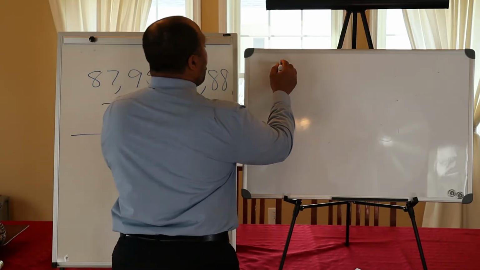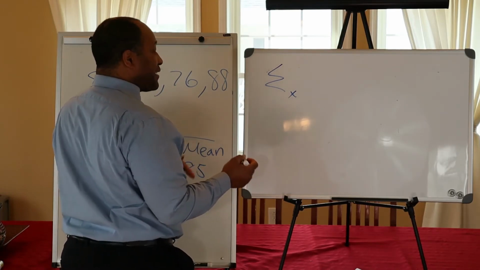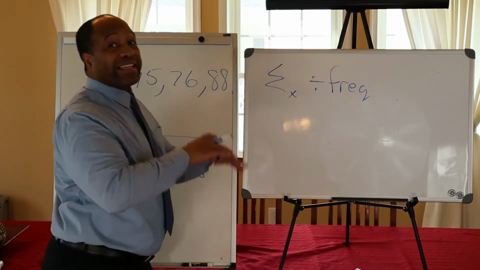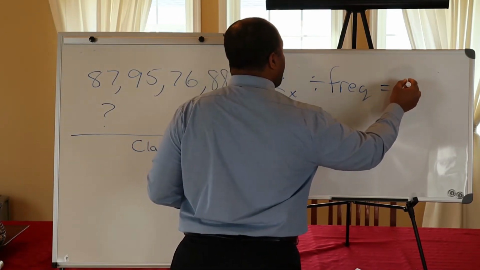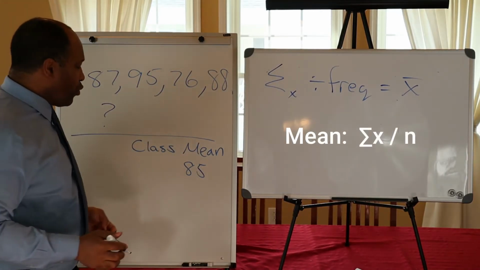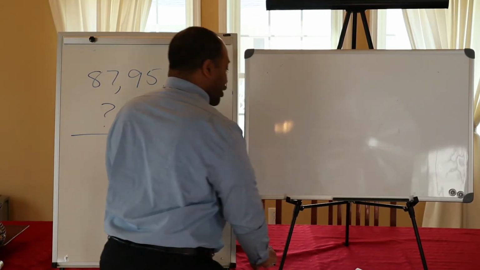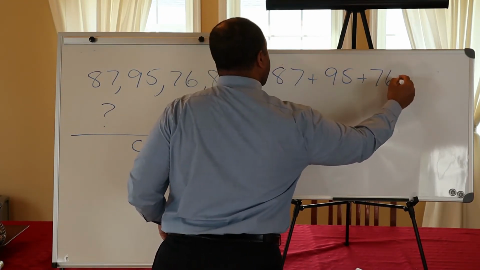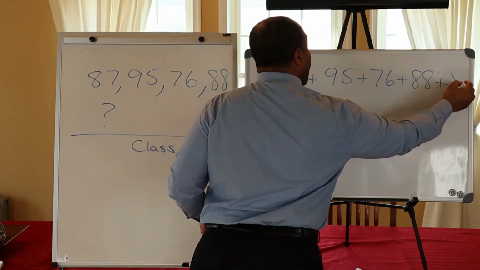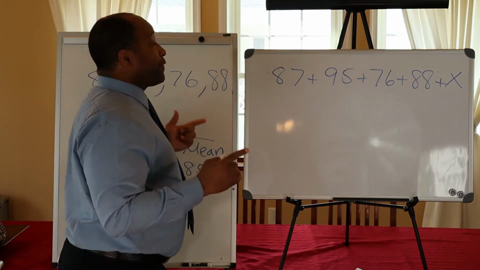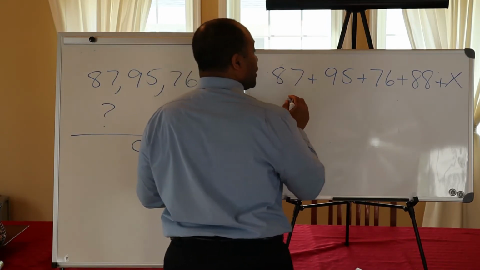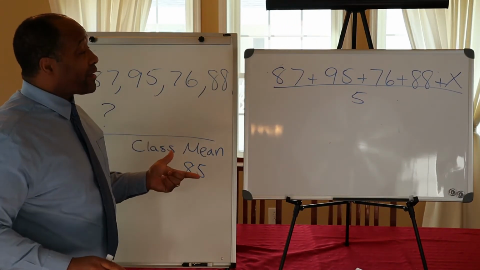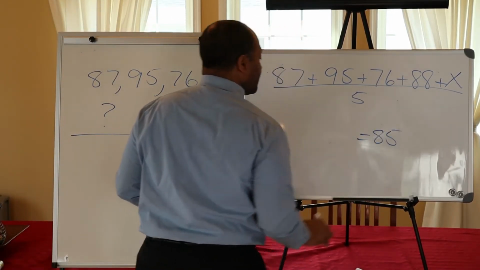If you add up all of your numbers, the sum of all numbers, and divide that by the quantity of numbers, in other words, the frequency of all numbers, that'll give you your mean. So what we need to do is use algebra. We're going to say 87 plus 95 plus 76 plus 88 plus x, because we're not sure what that is. The sum of all that will be divided by 5, and once we calculate x, that answer will give us 85. That's what we're looking for.